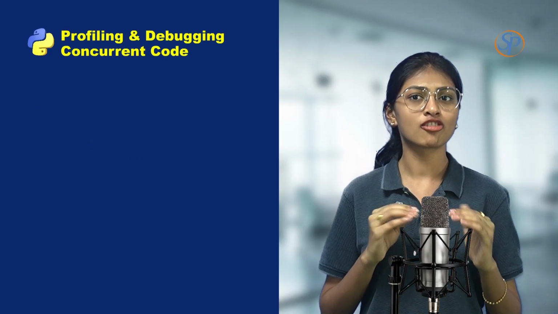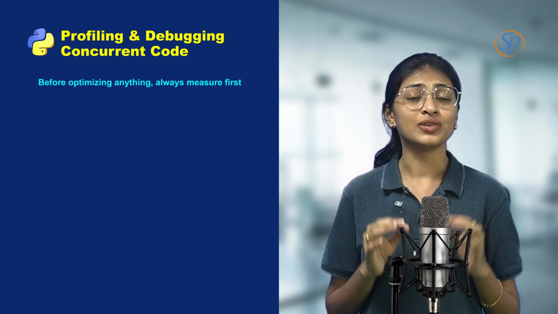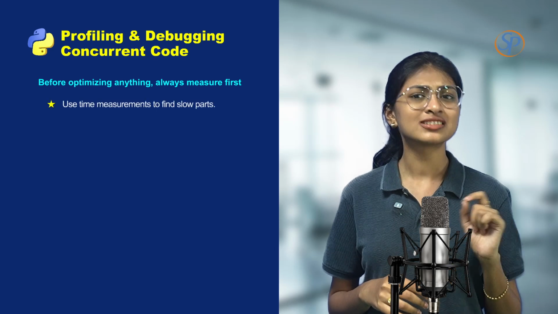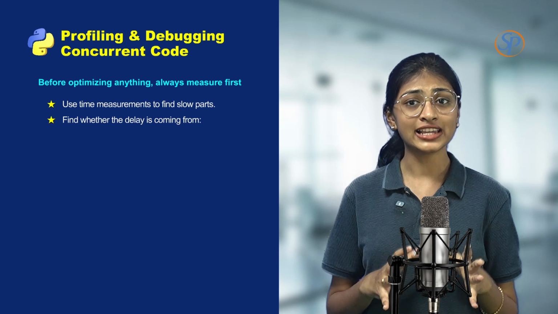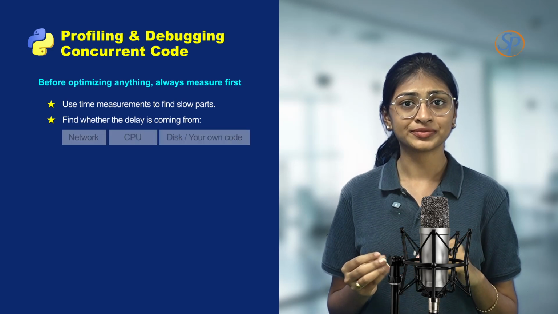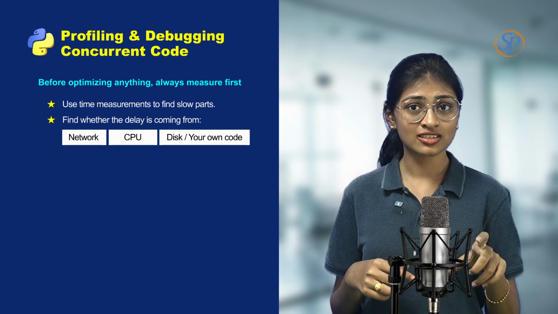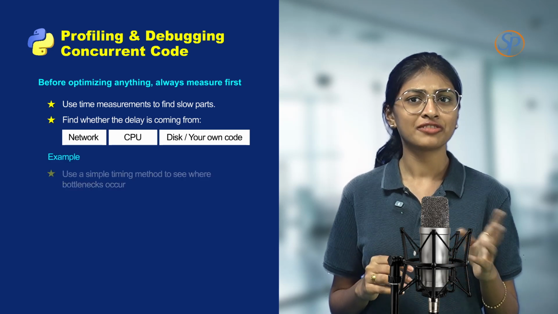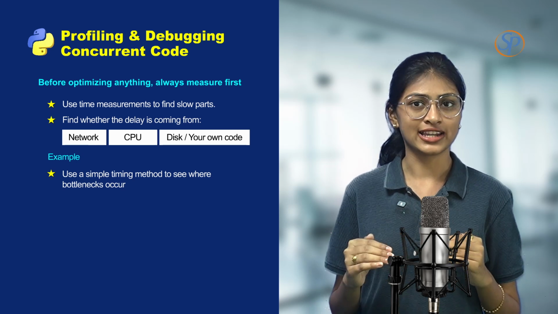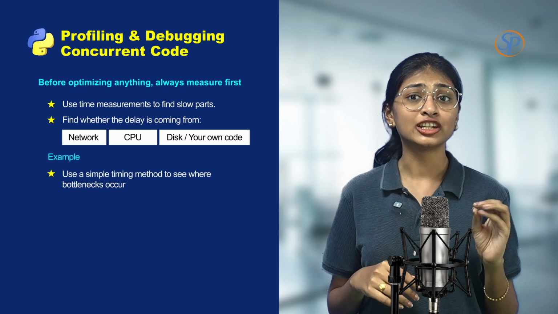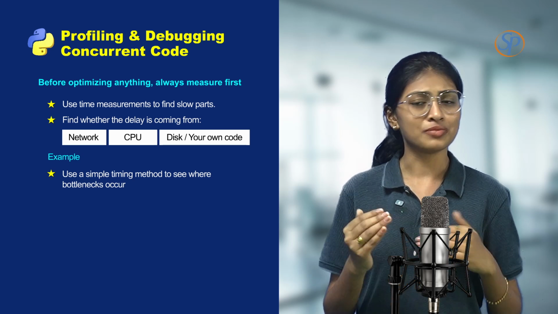Profiling and debugging concurrent code. Before optimizing anything, always measure first. Use time measurements to find slow paths. Find whether the delay is coming from the network, CPU, disk, or from your own code. For example, you may use a simple timing method to see where the bottleneck occurs. Profiling tools help you understand exactly where time is being spent.